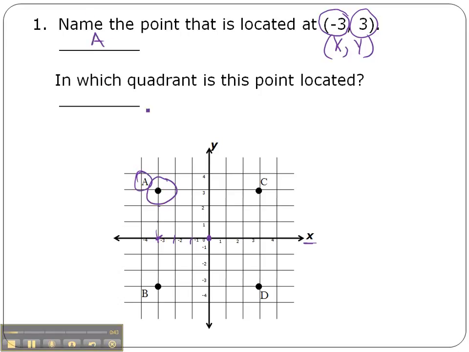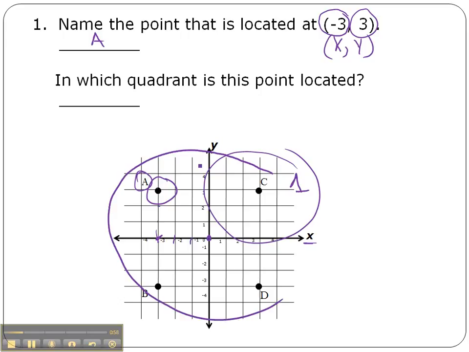Now it asks, in which quadrant is this point located? We know how to name our quadrants. Quadrant 1 is where the x and y coordinates are positive. So this is quadrant 1. And then remember, you make a C from quadrant 1 to name your other quadrants. Start at quadrant 1, and then as you make your C, you move through quadrant 2, and then quadrant 3, and you end in quadrant 4. So our point, point A, is in quadrant 2.